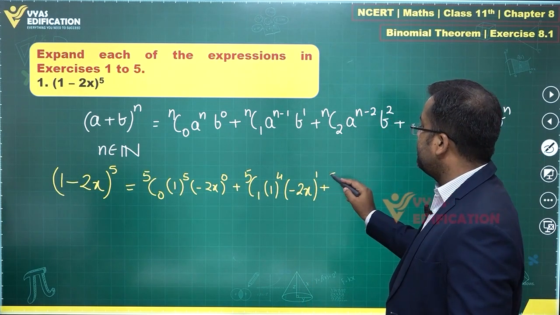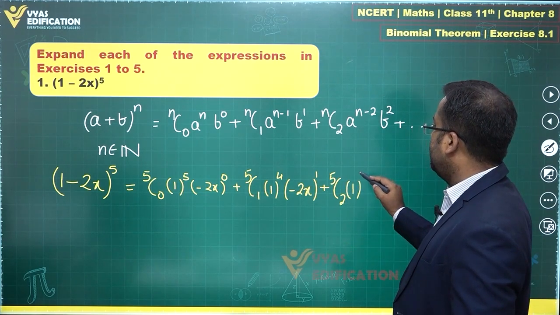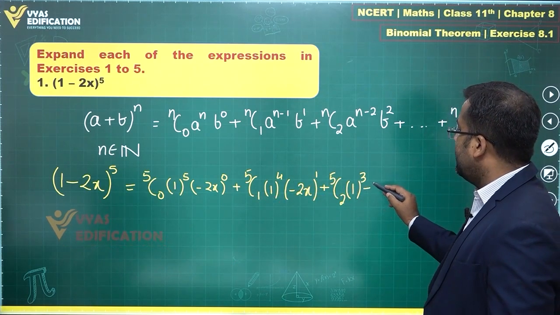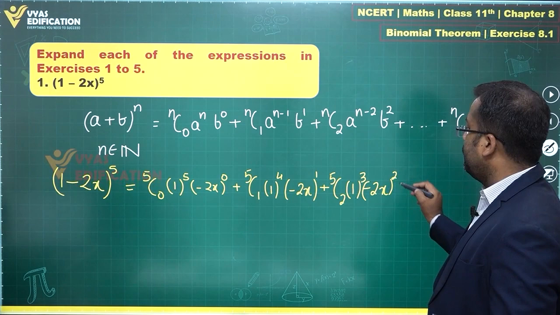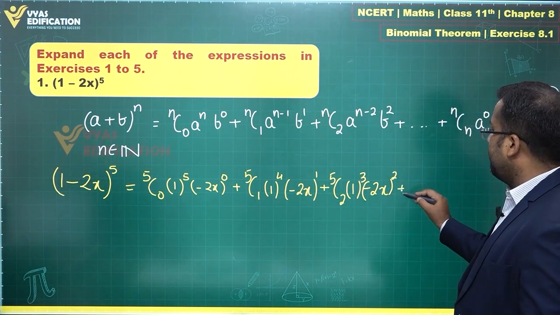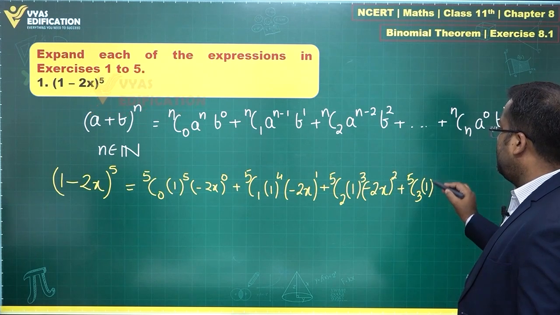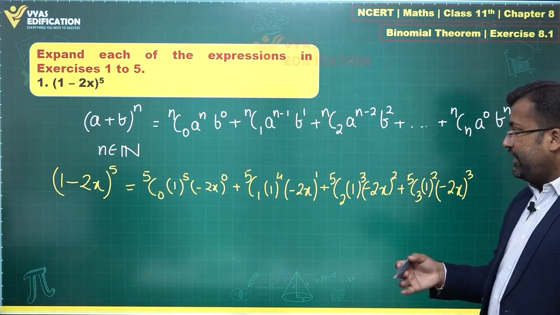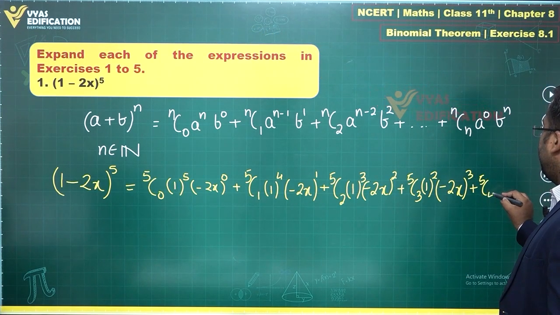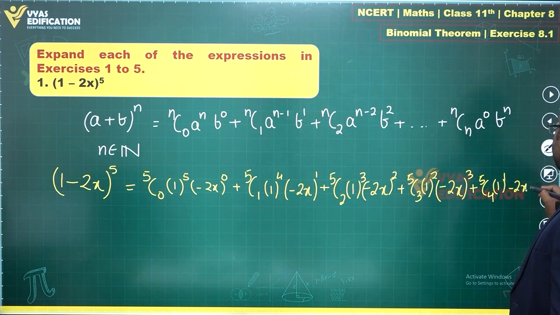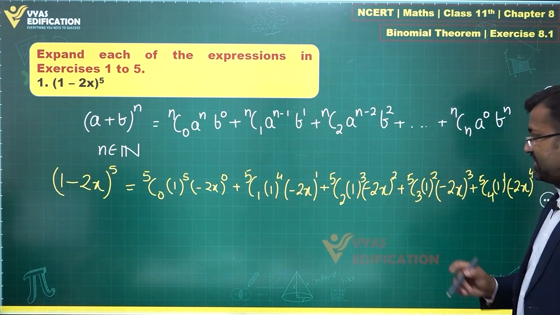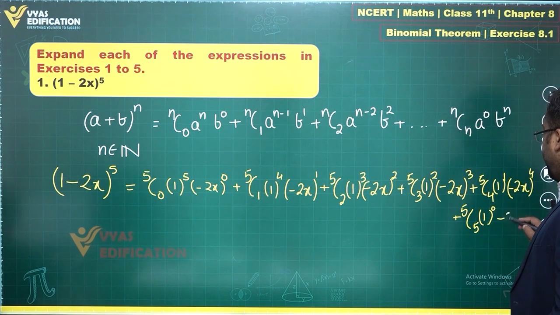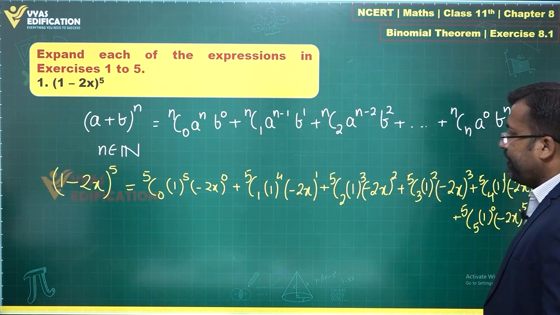The next term will be 5C2, 1 power 3, minus 2x power 2. Powers of 1 are gradually reducing and powers of minus 2x are gradually increasing. In the next term, you'll have 5C3, 1 power 2, minus 2x power 3. Continuing further, the next term will be 5C4, 1 power 1, minus 2x power 4. The last term will be 5C5, 1 power 0, minus 2x power 5.